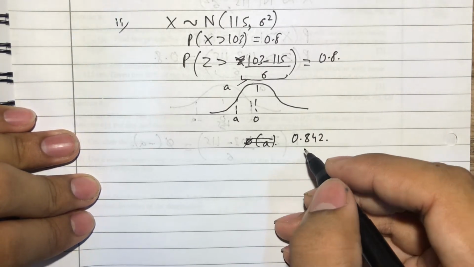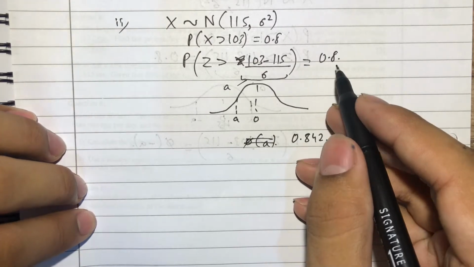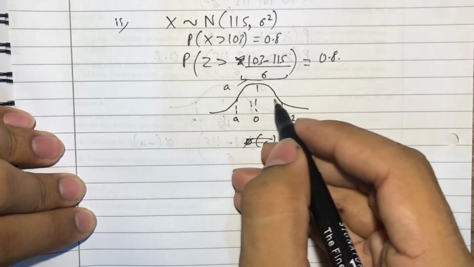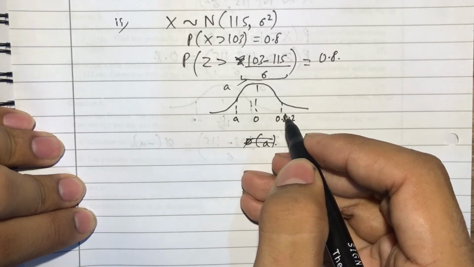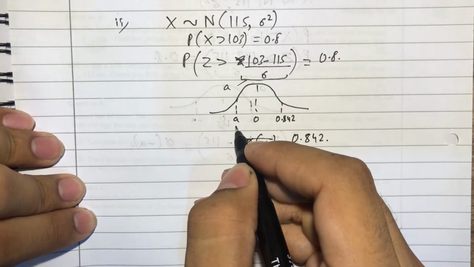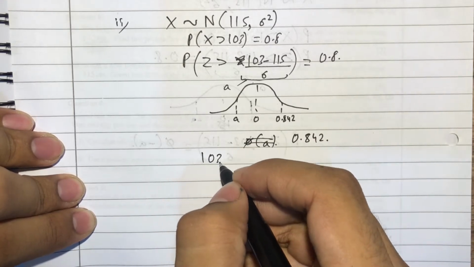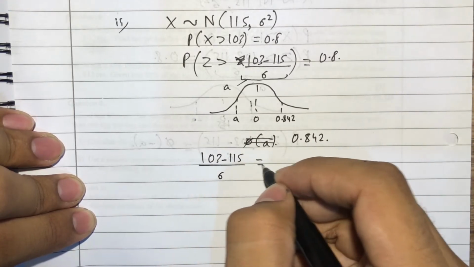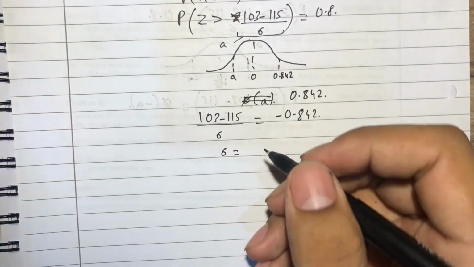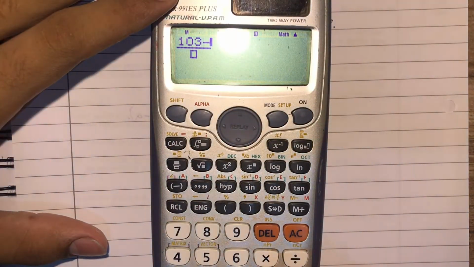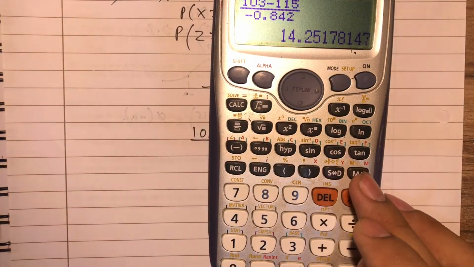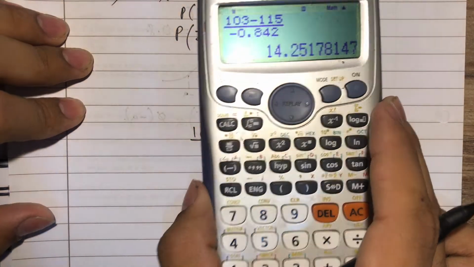The probability of z less than 0.842 is 0.8, means that 0.842 is somewhere over here and this region is 0.8, right? So a will be negative 0.842 because it's towards the left. So that means that (103 minus 115) upon the deviation equals negative 0.842. So the deviation will be 14.25 or 14.3.